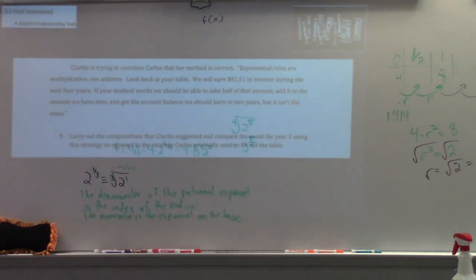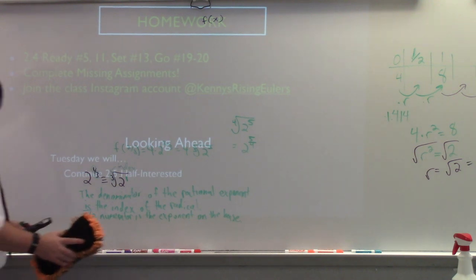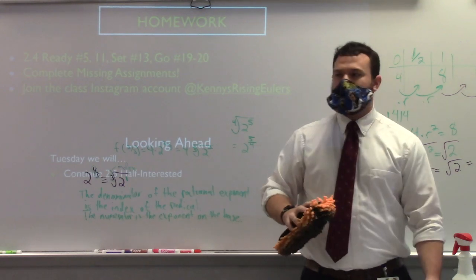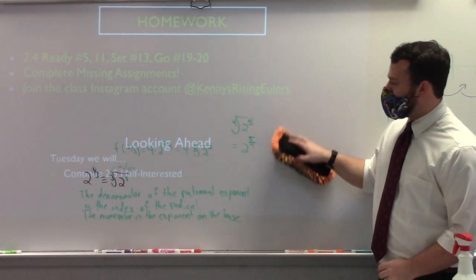Here's your homework. Make sure you take a picture of it if you're sprinting out of the classroom. That was number 11. 2.4, ready numbers 5 and 11, set number 13, go numbers 19 and 20. This will be for accuracy tomorrow.